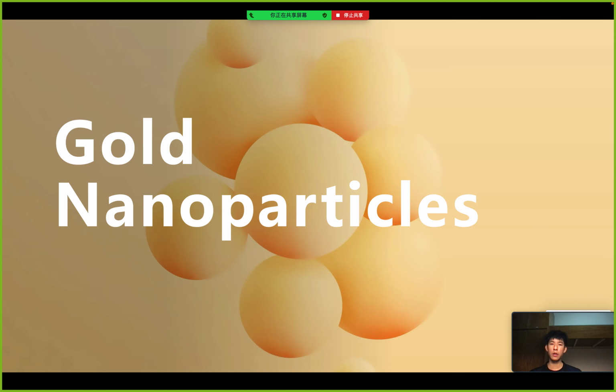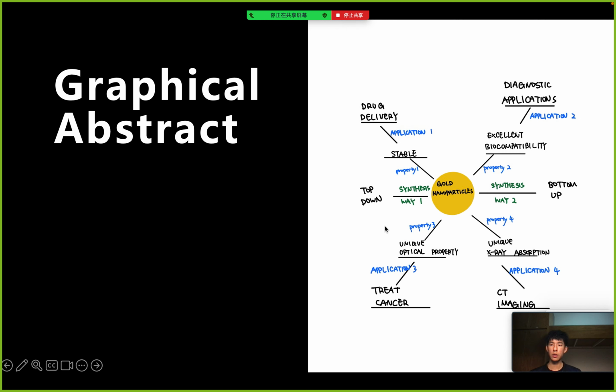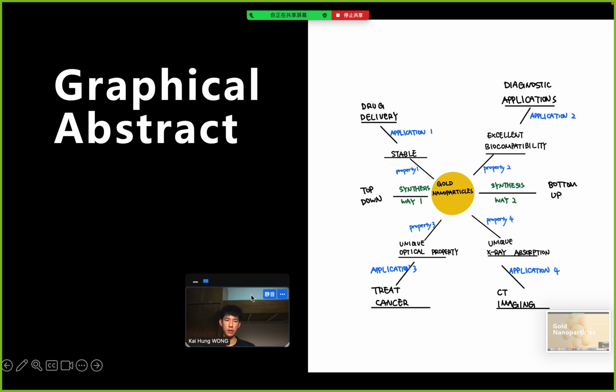Hi everyone. Today I'm going to introduce a chemical engineering product. It is gold nanoparticles. First of all, this is my graphical abstract. This is what I'm going to talk about today.